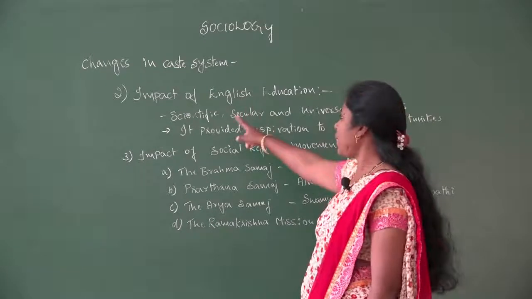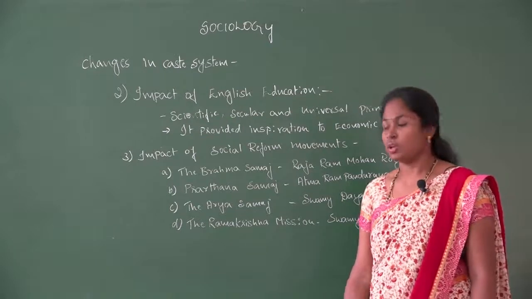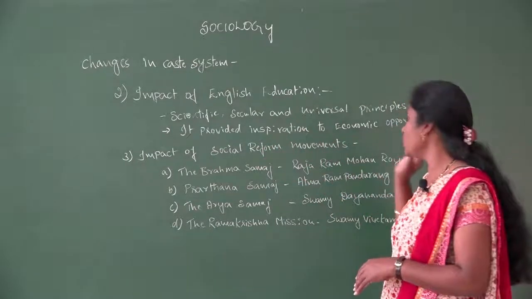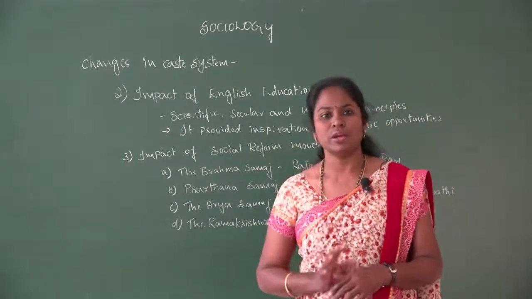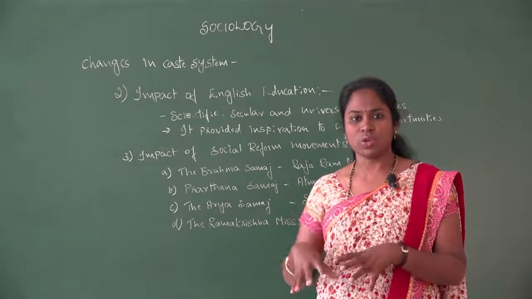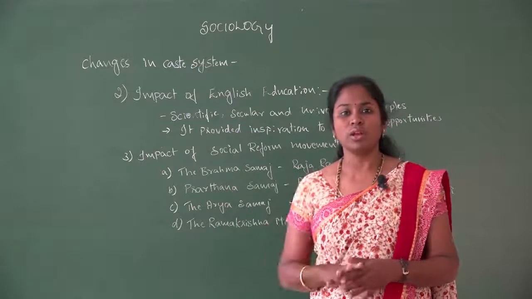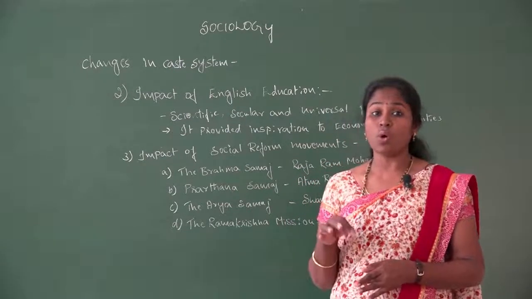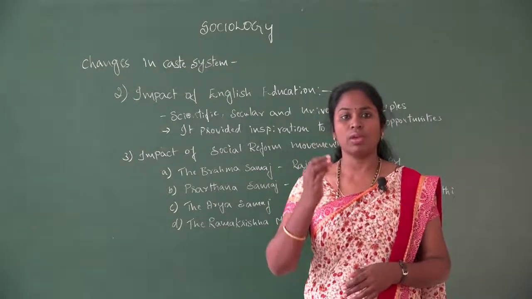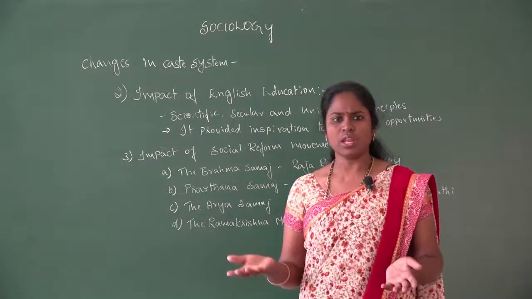Second point, the impact of English education. The main impact of Western education was that its main principles were scientific, secular and universal. So we can see that it brought changes. This English education which they introduced in Indian society brought major changes, because this was an open system. The people who were able to pay and get the education could go to the school. So it was very easy for the people.